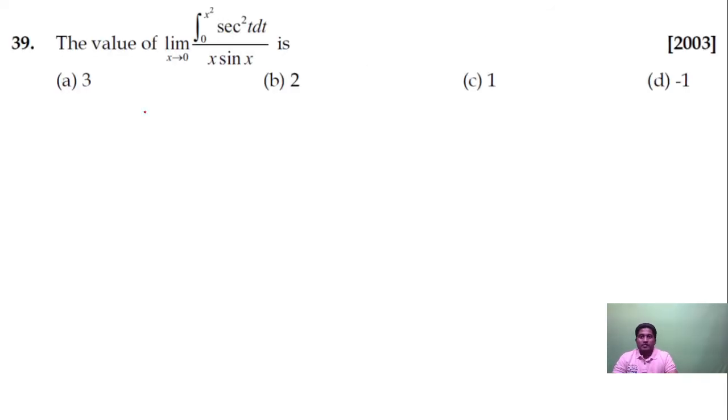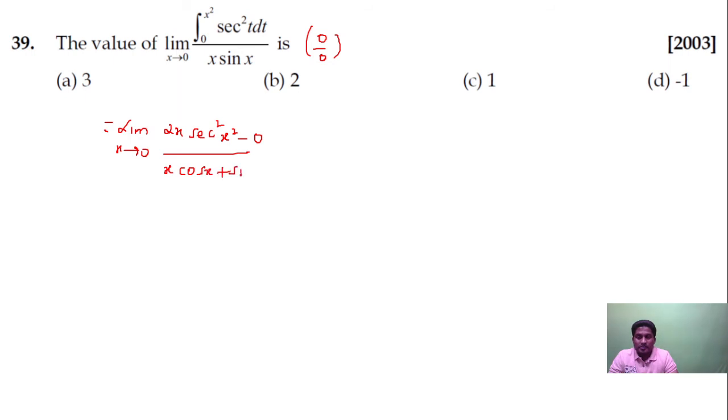Okay, now let's move to the next question. This is 0 by 0 form. Let us use L'Hopital's rule. If you differentiate the numerator, I'll use Leibniz's rule: differentiate the upper limit, and in place of t, you put the upper limit. The lower limit is 0, so when you differentiate it vanishes. Here I'll use the product rule: first differentiation of second plus second differentiation of first.